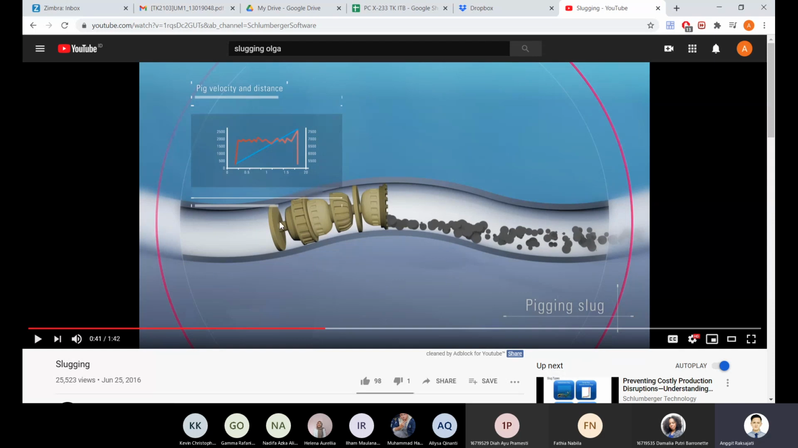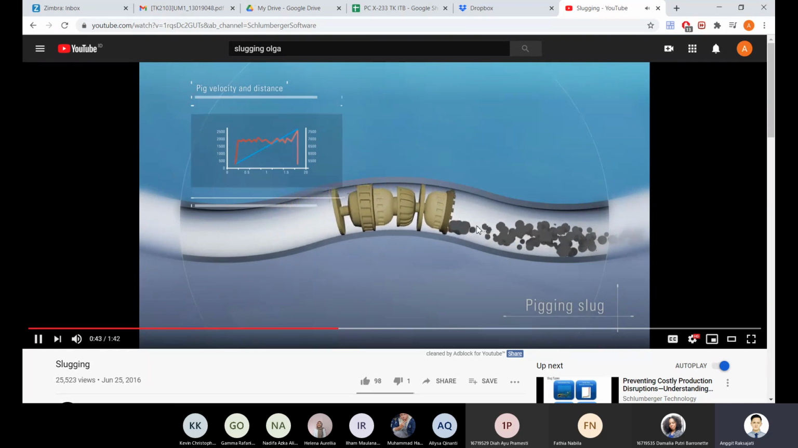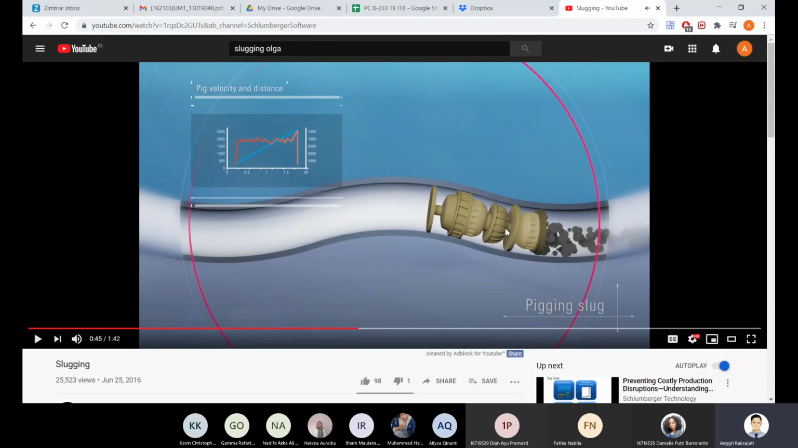So the pig will be sent from the wellhead to the platform. It will be launched. Okay, so we will have something called a pig launcher and pig receiver. Pig launcher means it will launch the pig that is used to clean up the pipeline. Okay, to clean up. So it's good for the pipeline, but you can now imagine.